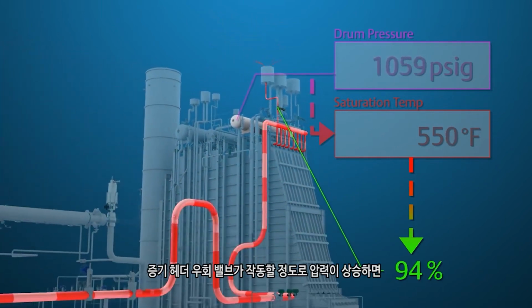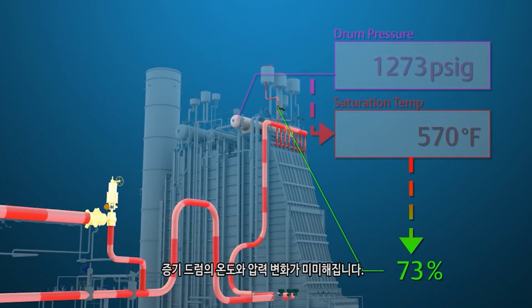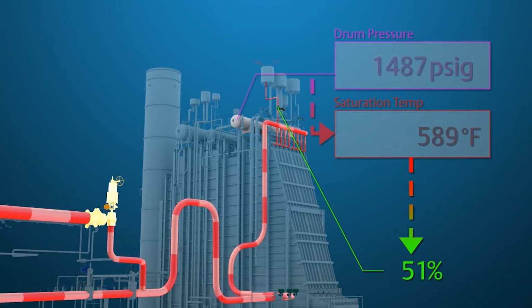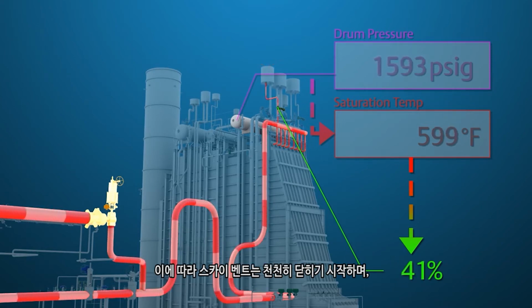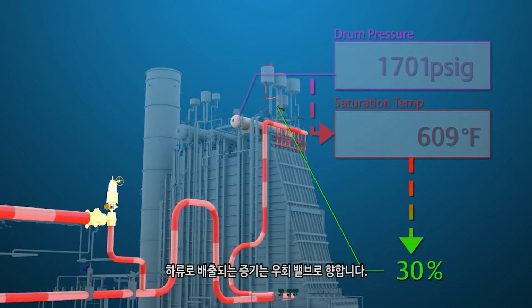Once pressure rises enough that the steam header bypass valves are in service, steam drum temperature and pressure changes are subtle, allowing the sky vents to start closing slowly and redirect the steam being vented downstream to the bypass valves.